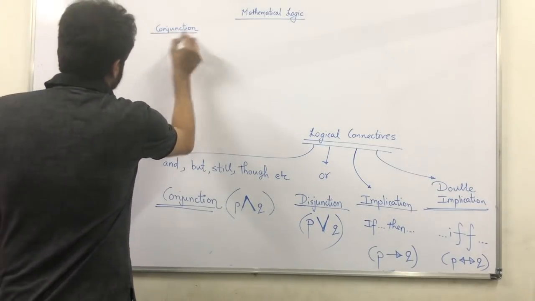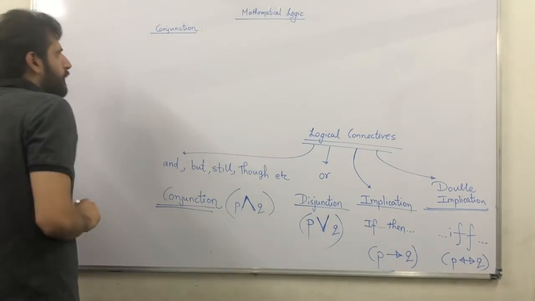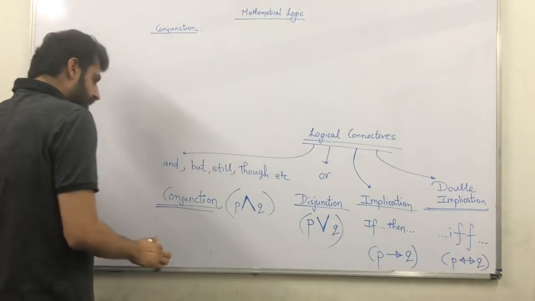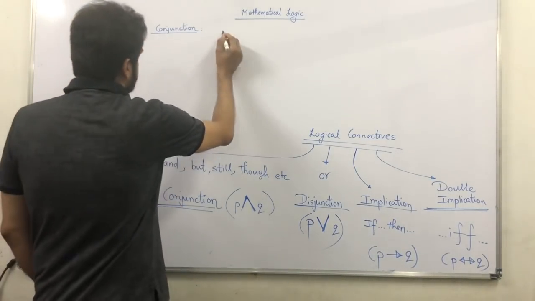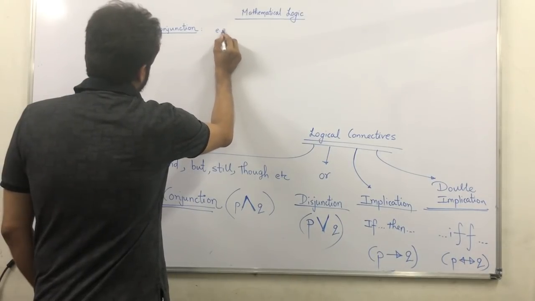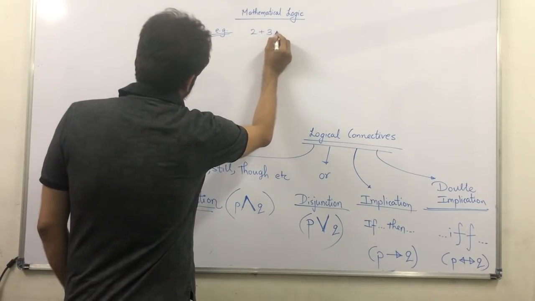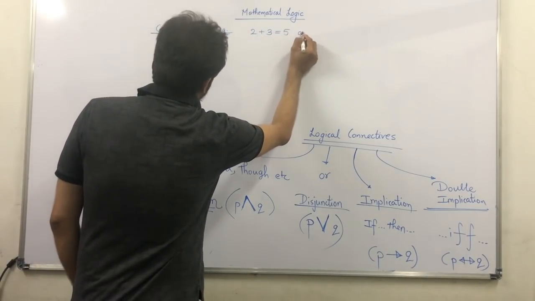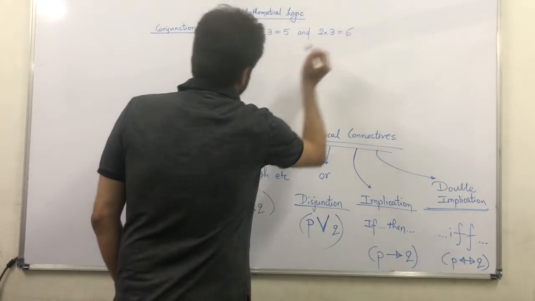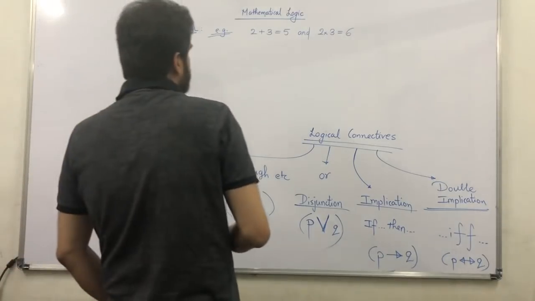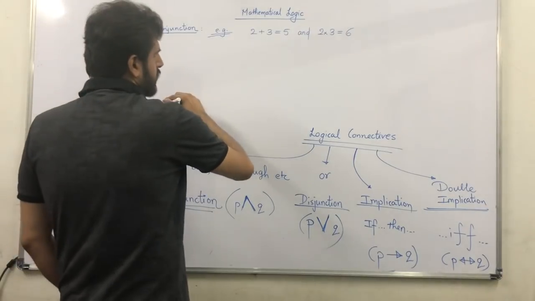Okay, so conjunction is a compound statement where we use the logical connective "and". The symbol will be this, but in a statement we'll be using "and". So let me take a few examples to make you understand how it works. So 2 plus 3 is 5 and 2 into 3 is 6.